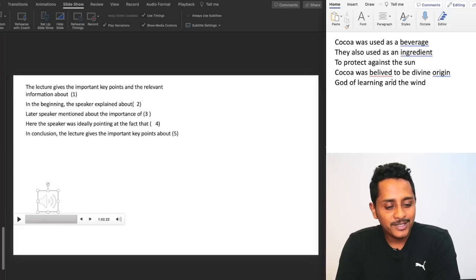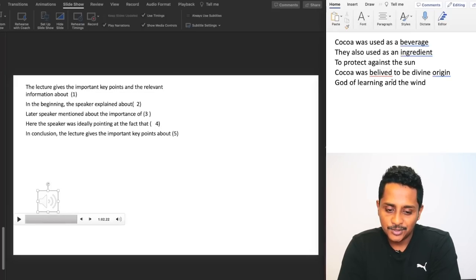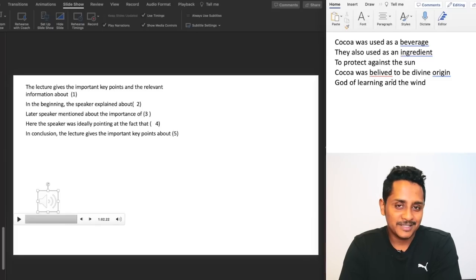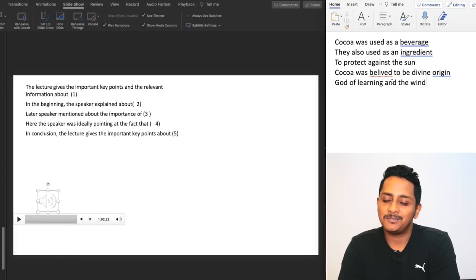The lecture gives the important key points and the relevant information about cocoa was used as a beverage. In the beginning, the speaker explained about they were also used as an ingredient. Later, the speaker mentioned the importance of protecting against the sun. Here, the speaker was pointing at the fact that cocoa was believed to be of divine origin, god of learning and the wind. In conclusion, the lecture gives the important key points about cocoa was used as a beverage.